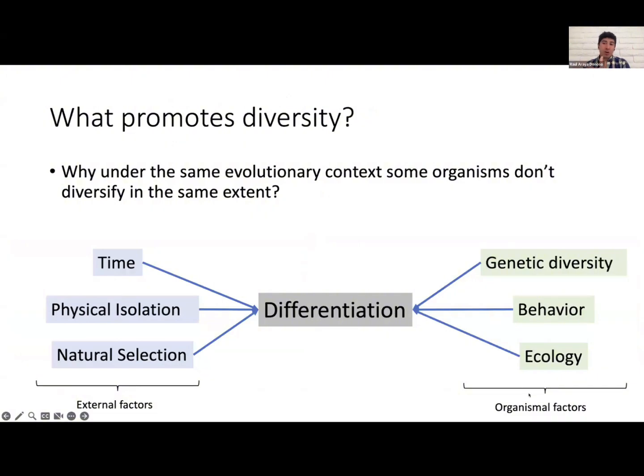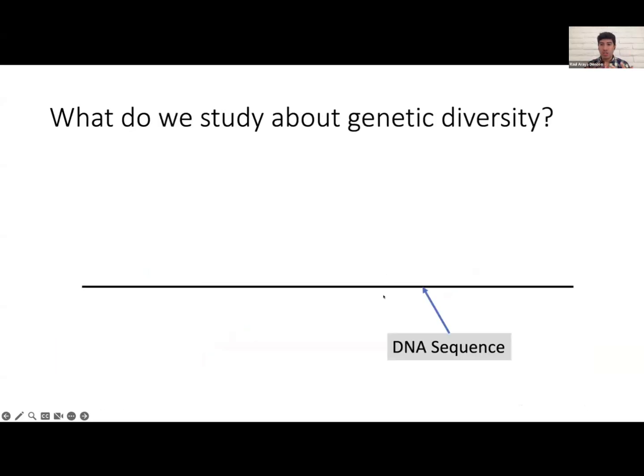So what about the organismal factors and how those things affect evolution? Among those, we can think of the genetic diversity of populations, their behavior, or even their ecology. And my research focuses a lot on how the genetic diversity affects the evolution of populations. So let's talk a little more about genetic diversity and what we study about genetic diversity.